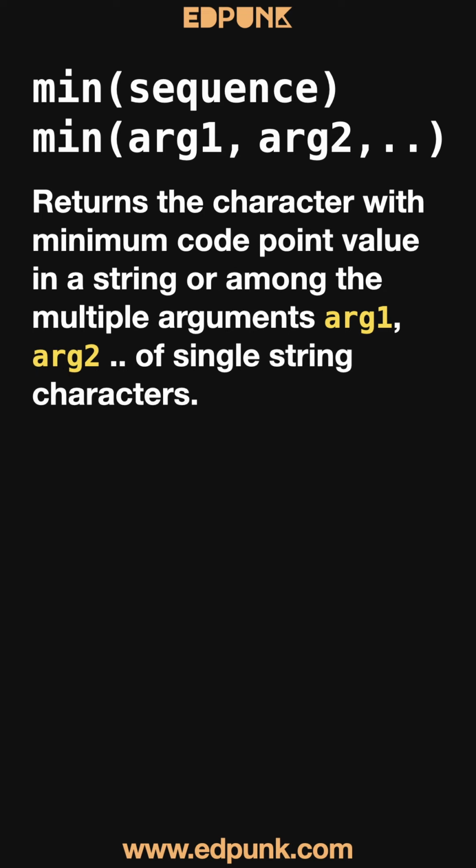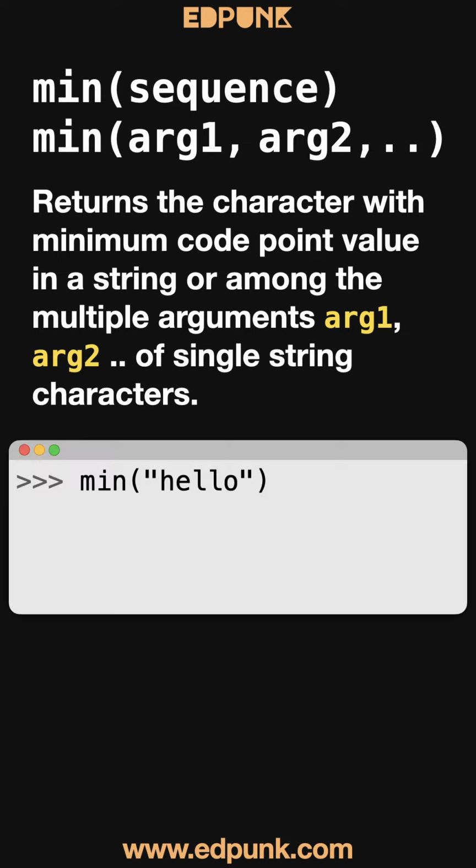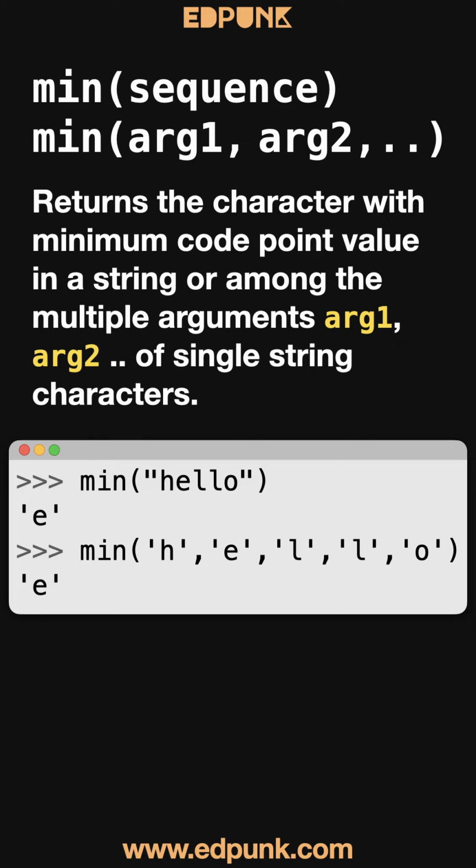In case the sequence is of type string or the arguments are single character strings, the min function returns the character having the minimum code point. For example, min of string hello returns string e, as character e has the minimum code point. Similarly, min of string h, string e, string l, string l, string o returns string e, as string e has the minimum code point.